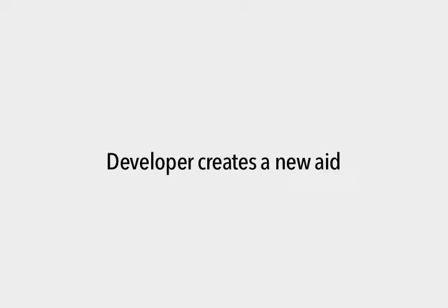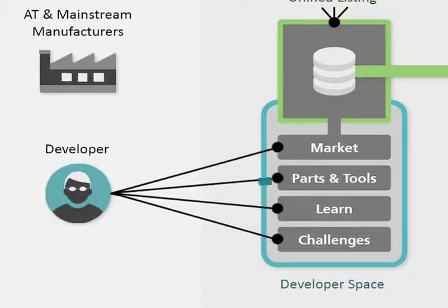So let's start off with a developer who creates a new aid, and they use the parts and tools from the developer space. When they're done, they will then market it, put it up through the marketing components of the developer space, which will then insert it into the unified listing.